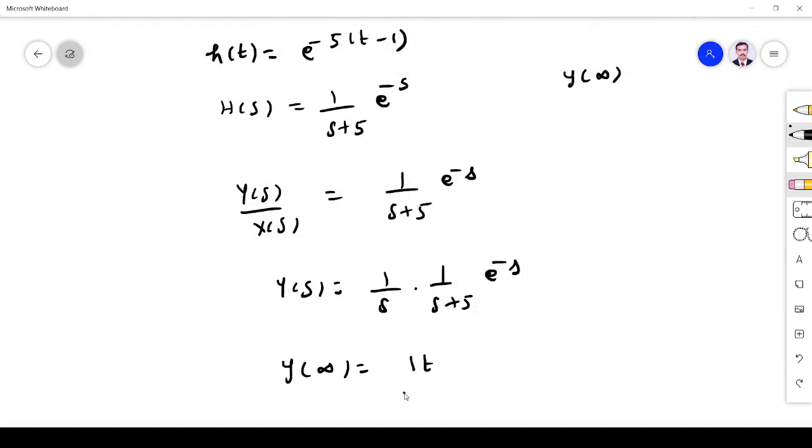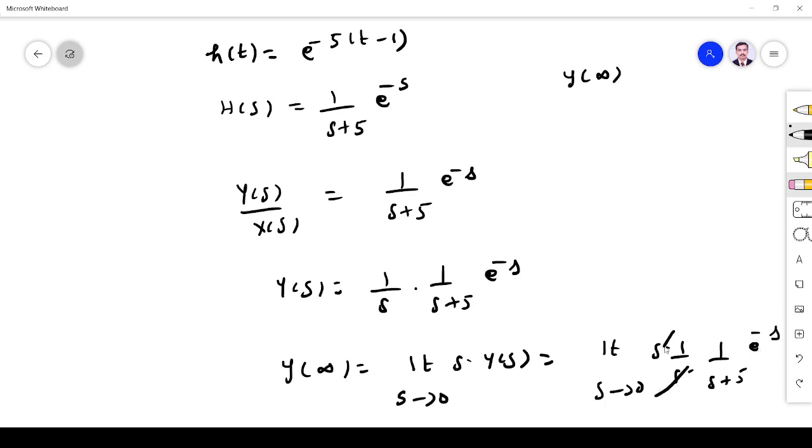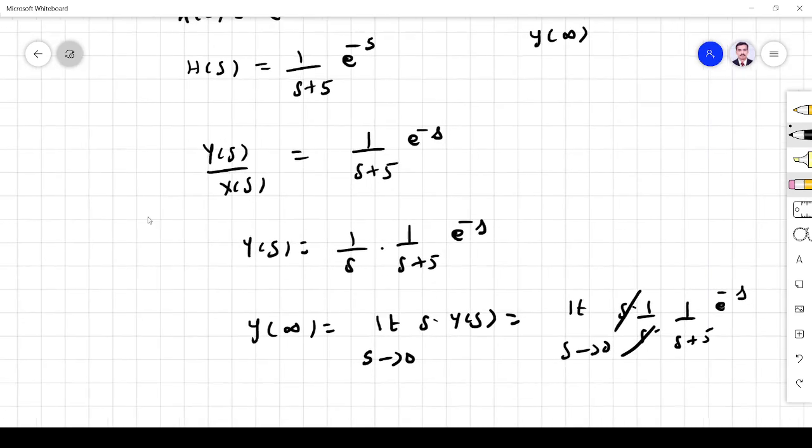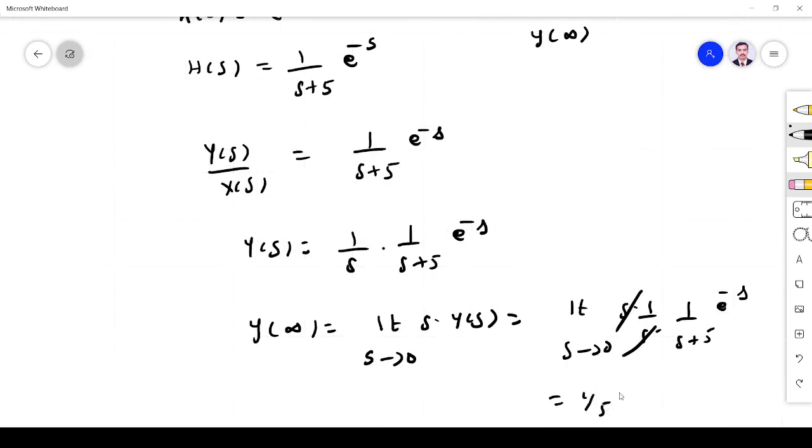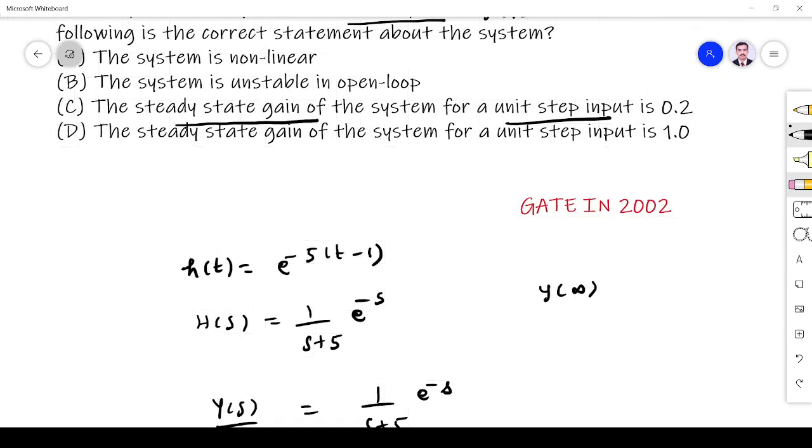So I use the final value theorem: limit s tends to 0 of s into Y of s, which is s into 1 by s, 1 by s plus 5, e power minus s. So it will be equal to 1 by 5, which is 0.2. So from this, I understand the steady state gain for step input is 0.2, it is not 0.1.